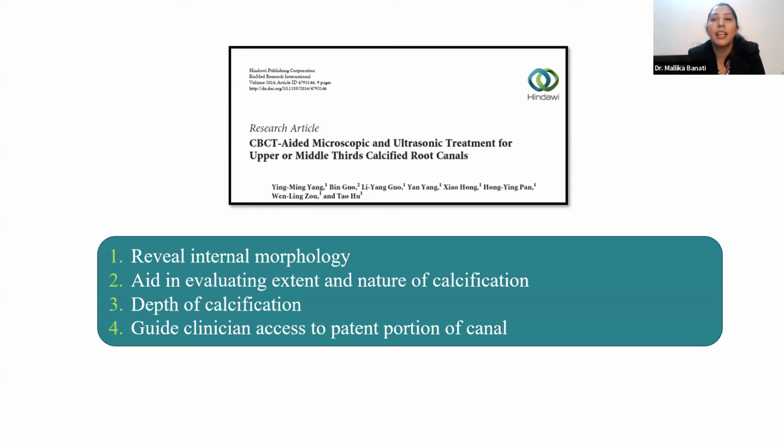If it's showing you it's apically calcified, you can open till where it's open and then try and negotiate further. But if it's completely calcified, you're going to rethink your treatment perspective as well. The depth of the calcification matters. If it's only at the coronal aspect, you can break it with ultrasonics, or try using lasers for such cases, and then you can have your complete canal patency.